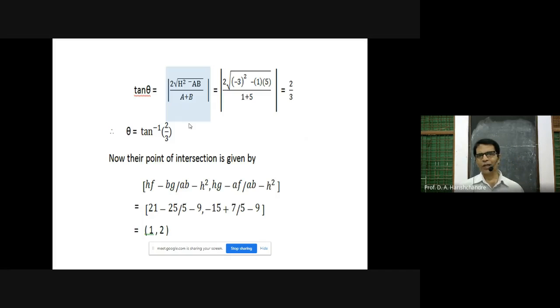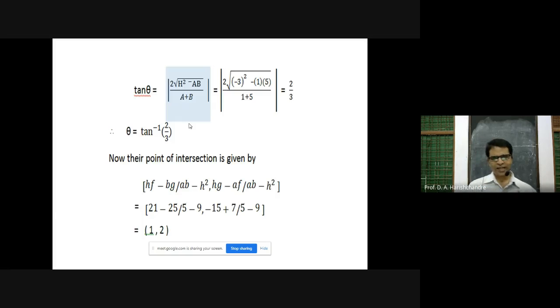Now in the table of 30, 45 and 60, there is no such standard angle for which the tan ratio of that angle will be 2 by 3. So we cannot determine the standard value of theta. So shift that tan to the right side, so that the value of theta will become tan inverse of 2 by 3. Okay. Now we have to find their point of intersection.